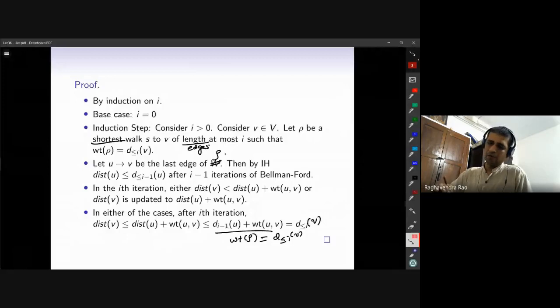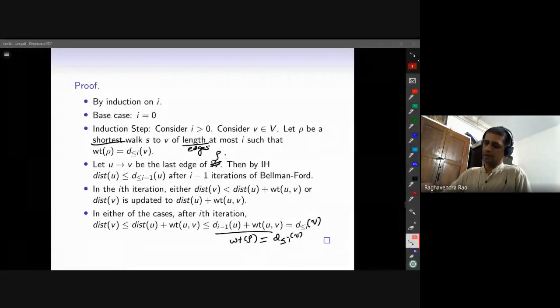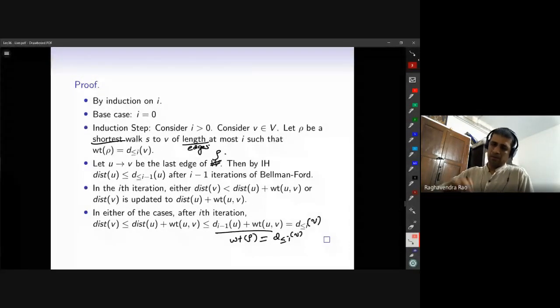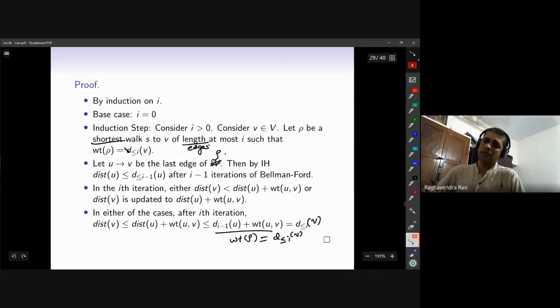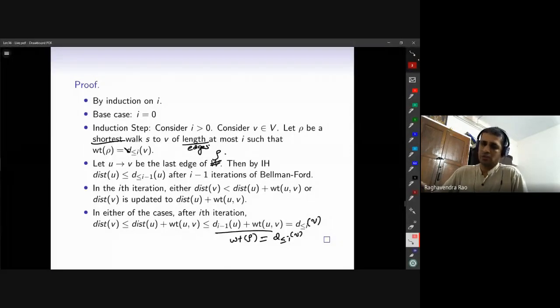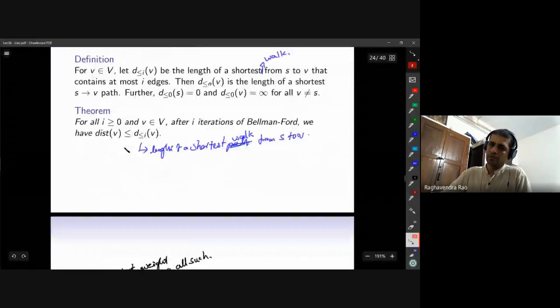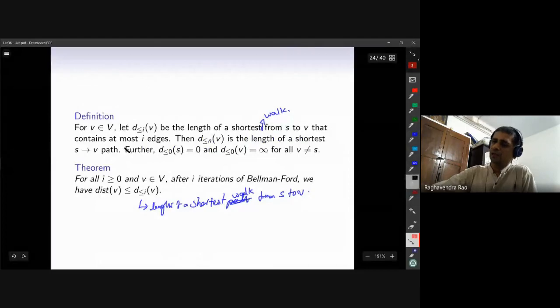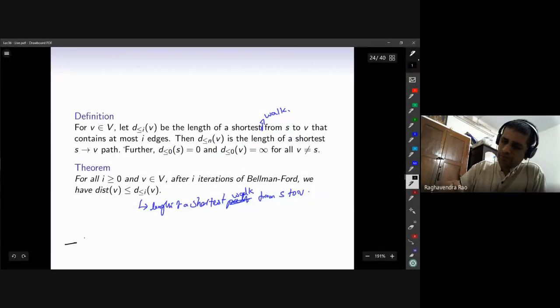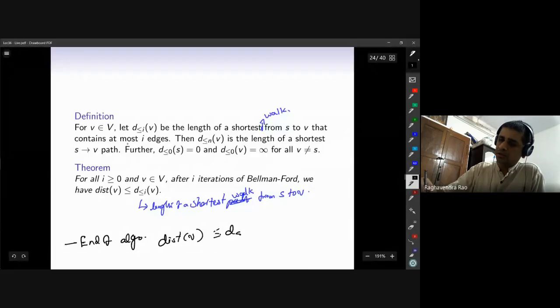Okay, so quickly a word about detection of negative weight cycle. So what this gives is, if the graph had no negative weight cycle, any shortest path will use at most n minus 1 edges, right? So by this argument, I mean this theorem, what we have at the end of the algorithm is distance of v is less than or equal to d less than or equal to nv.